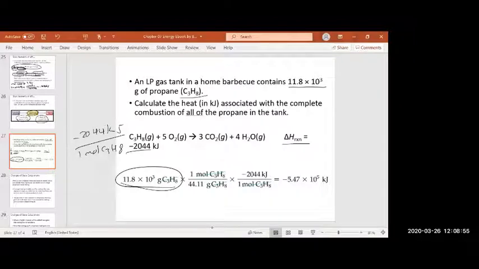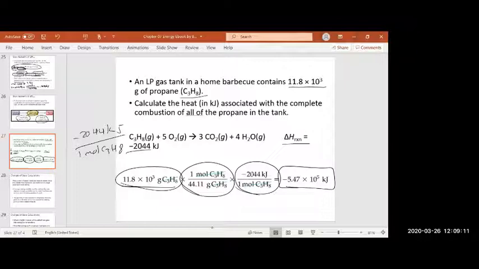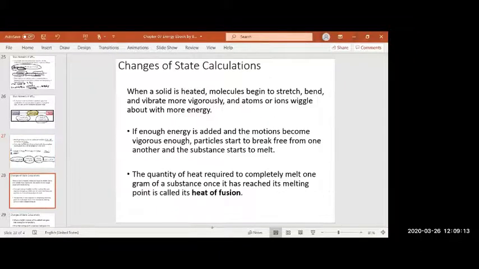Also, start with the gram. First of all, we need to convert it to mole by dividing by the molar mass. Then you will multiply it by the ratio between the energy and the mole. Do the math, you will get the energy in kilojoule. We will do the same things when we have the change of state calculation.